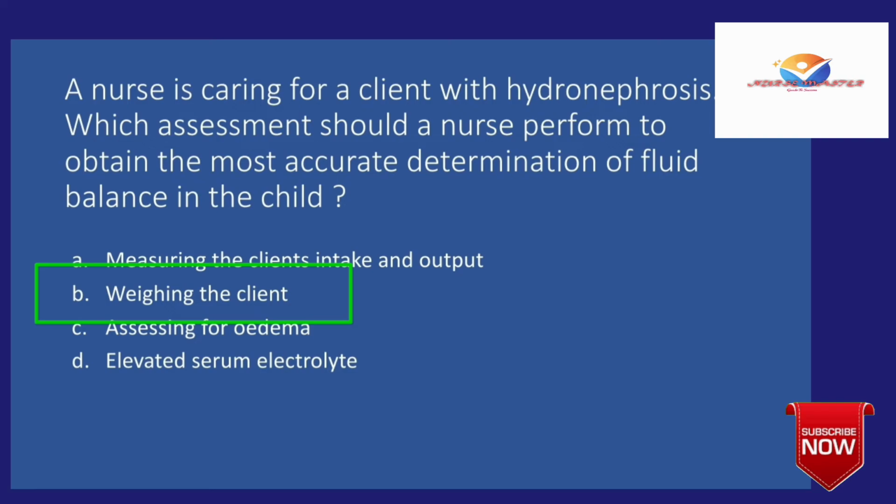Hydronephrosis is the swelling of the kidney. The most common cause is blockage of the urinary tract. Regular weight checking and maintaining an intake output chart help to understand the progress of the disease.